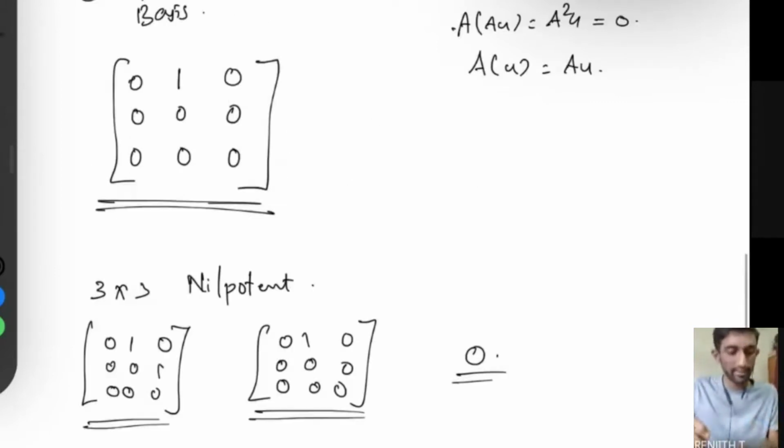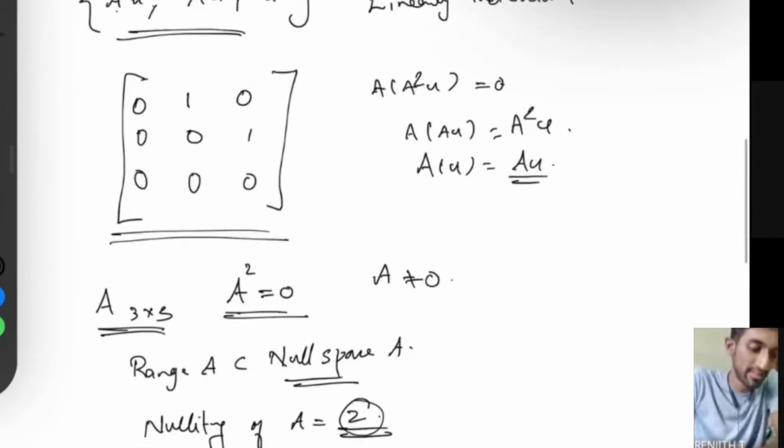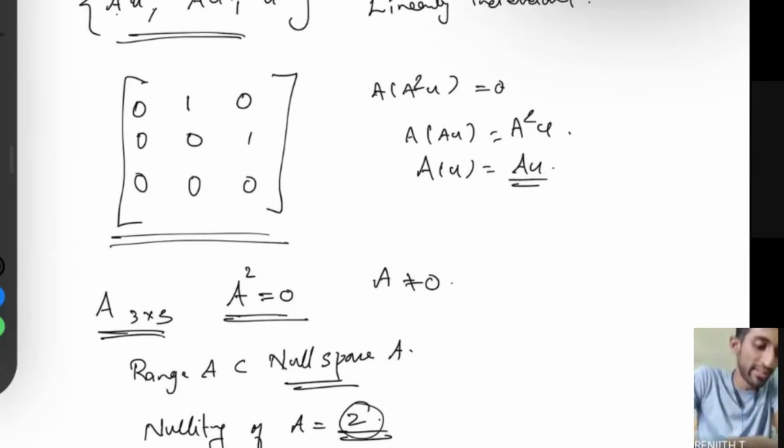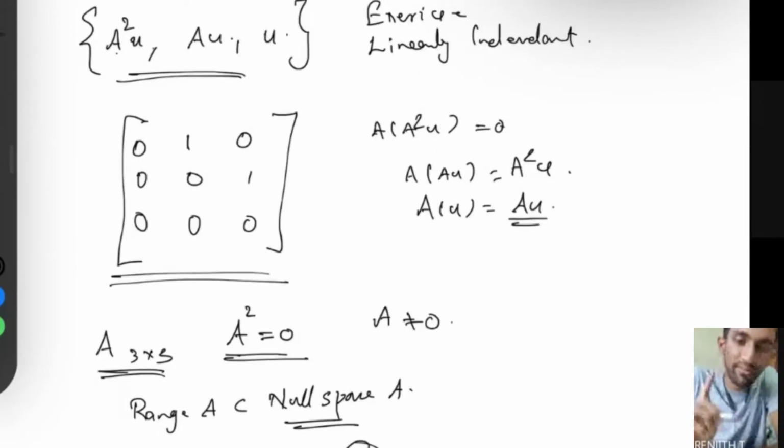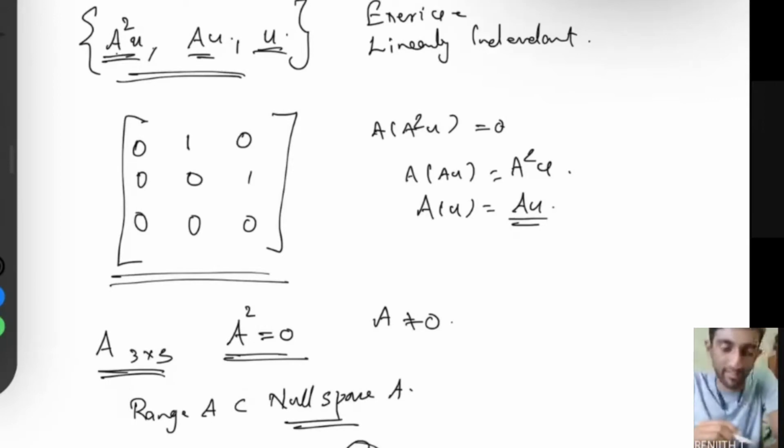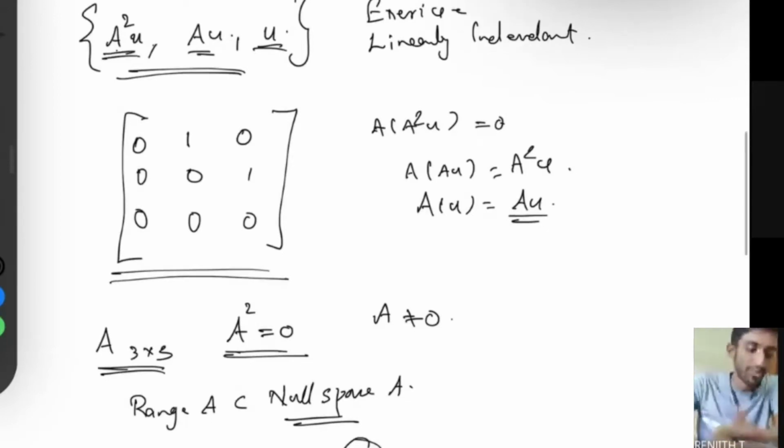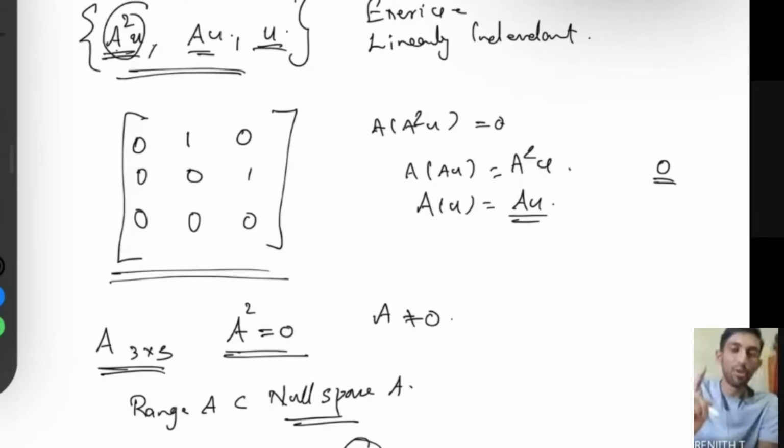Now, in this stage, you know that the kernel of A is only one dimensional, right? Because U and AU are not in the kernel; A squared U is the one in the kernel. So the geometric multiplicity here: 0 is the only eigenvalue, and the geometric multiplicity of 0 is the dimension of the kernel, which is only 1. So A squared U is the only eigenvector here, and the other two are called generalized eigenvectors.